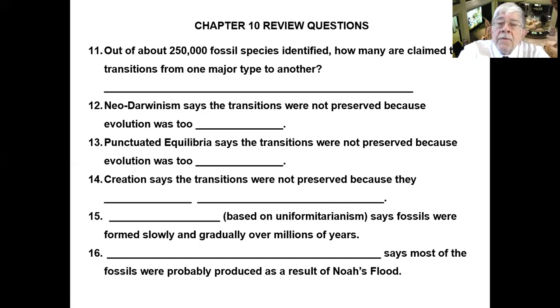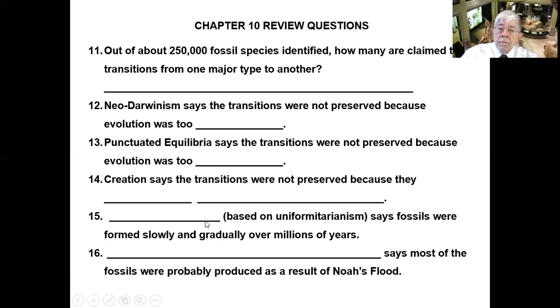Out of about 250,000 fossil species identified, how many are claimed to be transitions from one major type to another? Neo-Darwinism says transitions were not preserved because evolution was too what? Punctuated equilibria says transitions were not preserved because evolution was too what? Creation says transitions were not preserved. Why?